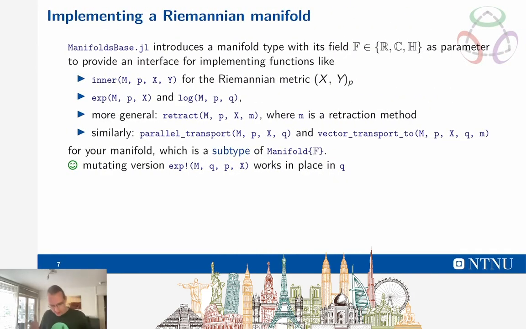The next good thing is this interface also provides always a mutating version. So if you already have memory Q you want to work in place, then you can call X with an exclamation mark.